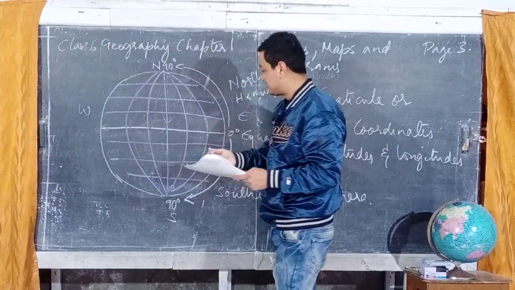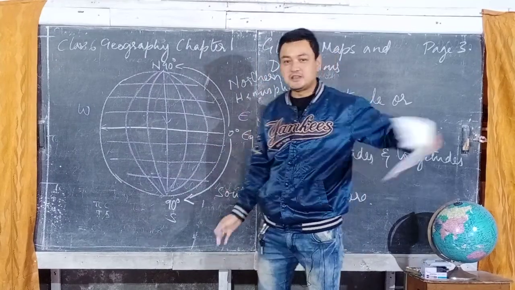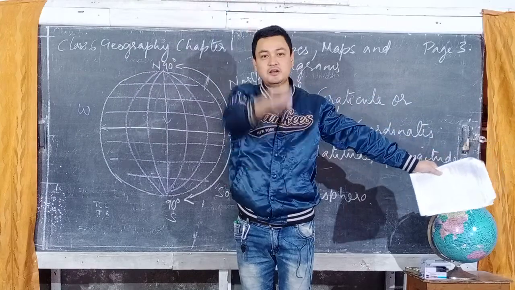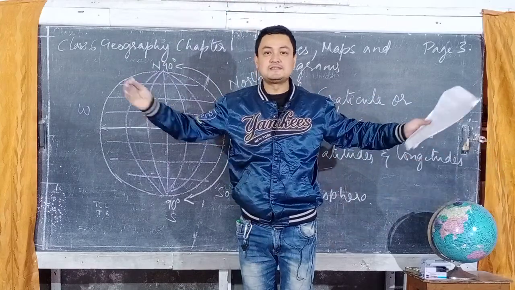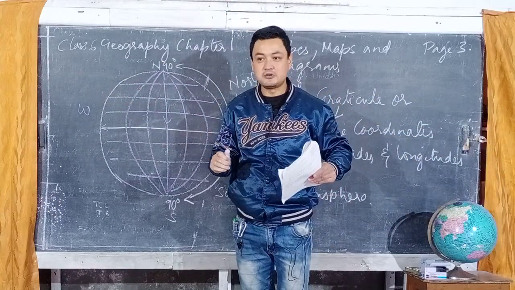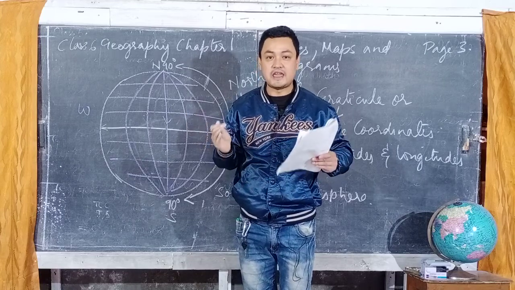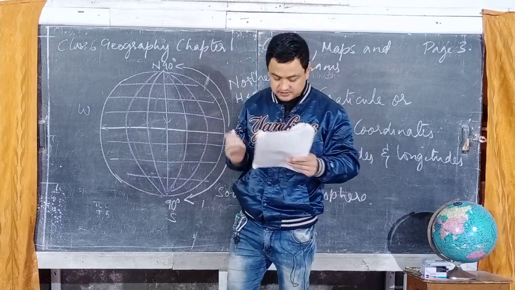So which is east? This is east. This is the west side. This is the north side. This is the south side. This is known as cardinal direction, C-A-R-D-I-N-A-L. Cardinal directions. Okay, are you understanding?